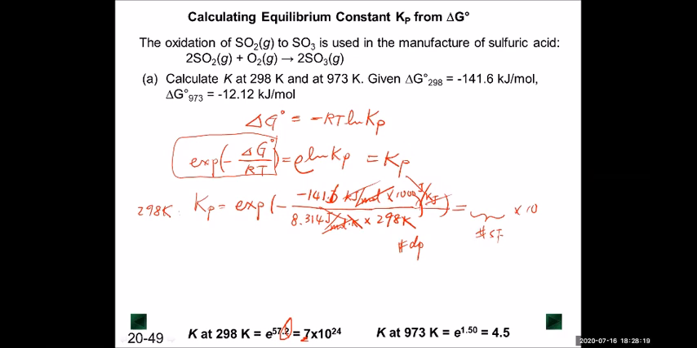And the next temperature, 973 Kelvin. This is the 700 degrees Celsius, as we calculated the free energy in the last practice. This time, with that delta G, we calculate Kp. The exponent is 1.50, three sig figs, two decimals in the exponent. So in the final answer, the decimal part has only two sig figs, 4.5.